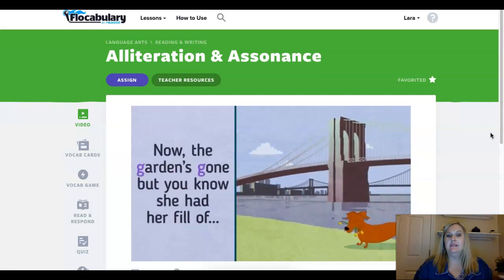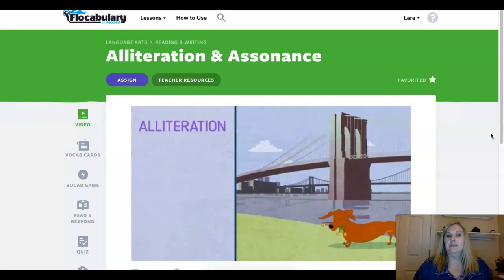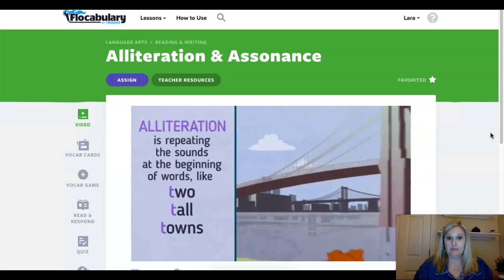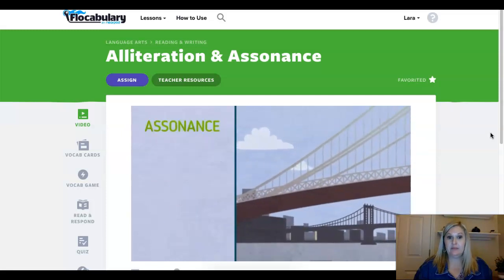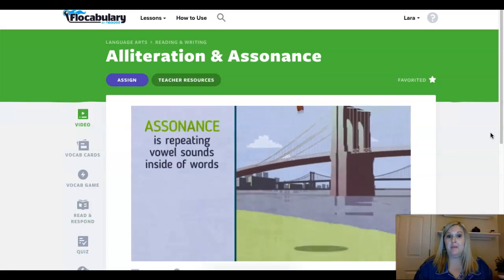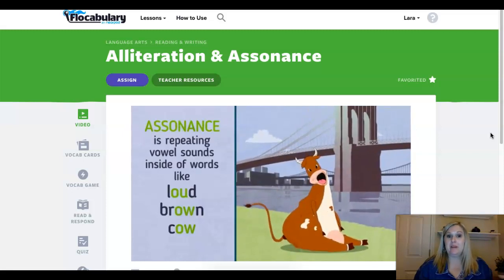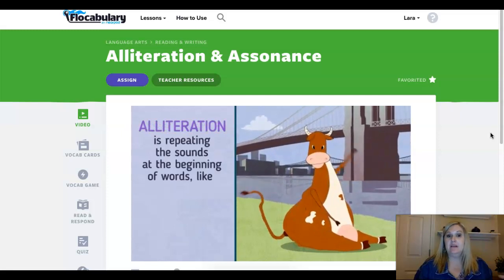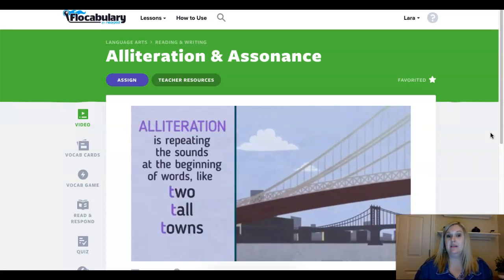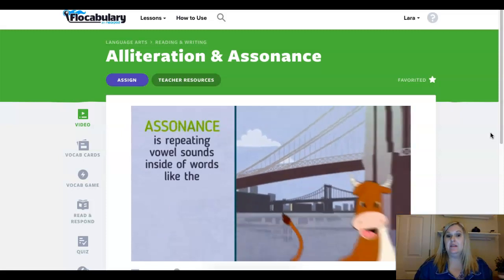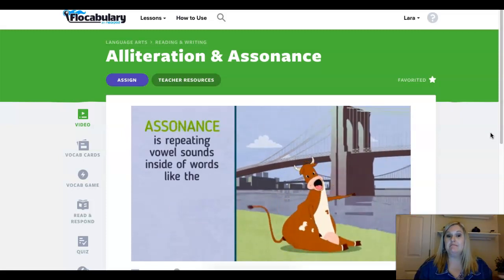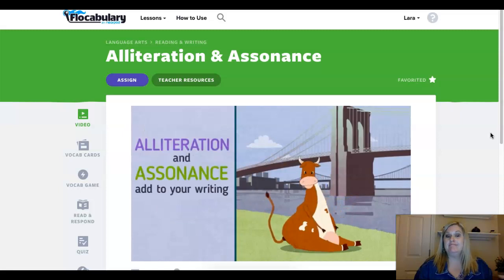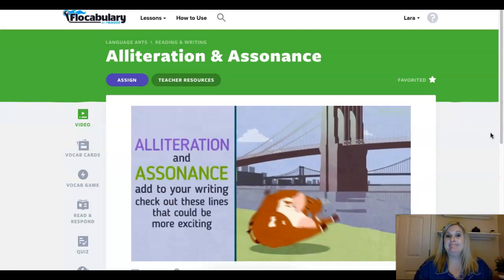Now the garden's gone, but she had her fill. Alliteration is repeating the sounds at the beginning of words like two tall towns. Assonance is repeating vowel sounds inside of words like loud brown cow. Alliteration and assonance add to your writing. Check out these lines that could be more exciting.